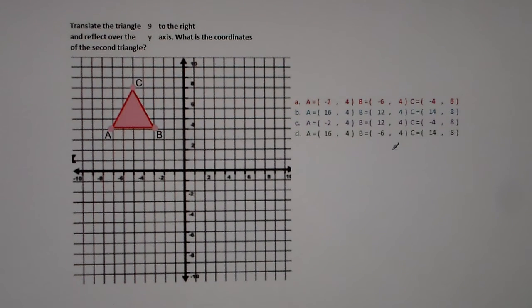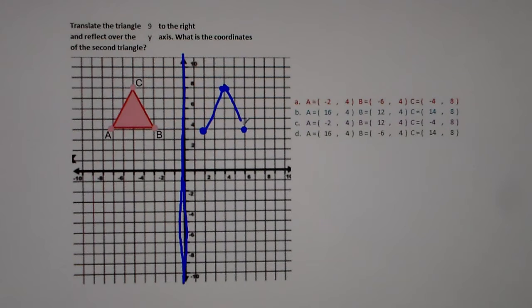Let's do another one. This one says 9 to the right and reflect over the y-axis. So our y-axis once again is that one right there. We gotta go 9 to the right. So C is 1, 2, 3, 4, 5, 6, 7, 8, 9. So that's 9 to the right. B is 1, 2, 3, 4, 5, 6, 7, 8, 9. And A is 1, 2, 3, 4, 5, 6, 7, 8, 9. So that's where our A prime is.